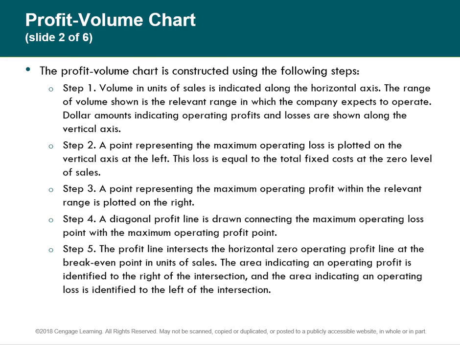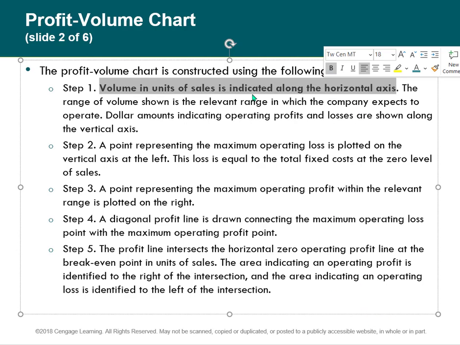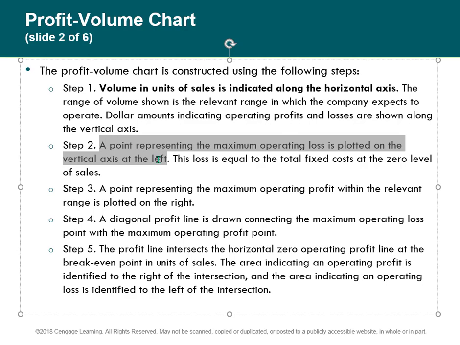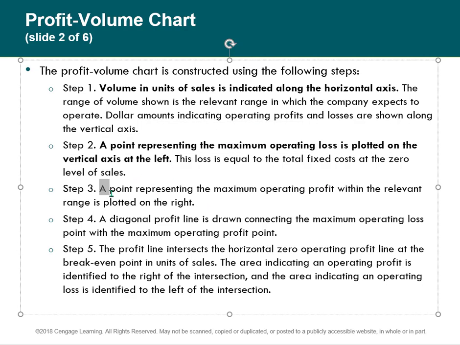Oh, we got more instructions. So volume is okay. That's along the horizontal axis. Volume in units, just like before. A point representing maximum operating loss is on the left, so we're going to have it below zero. Okay, we'll have to look at the graph.